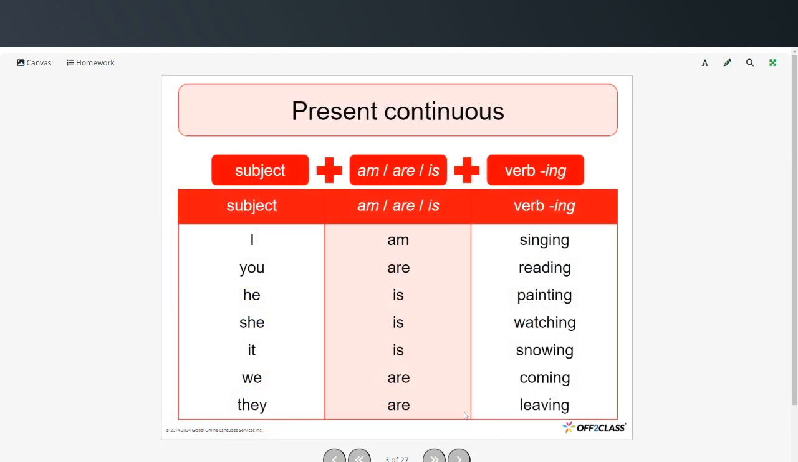Again, here's just some review. Present continuous is the structure subject plus am, is, or are plus the ing form of the verb. So I am singing, you are reading, he is painting, she is watching, it is snowing, we are coming, they are leaving.